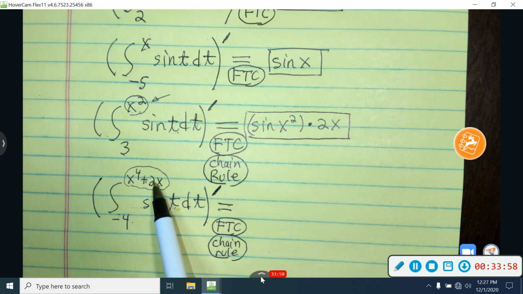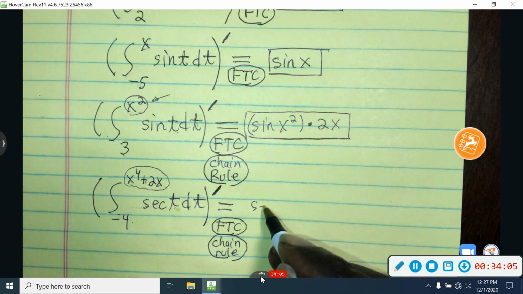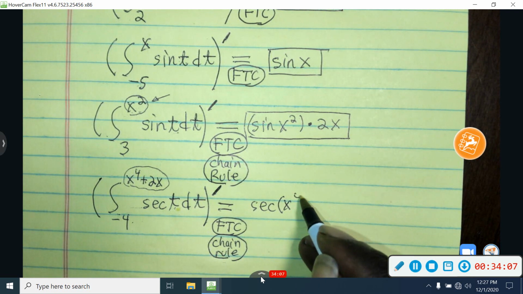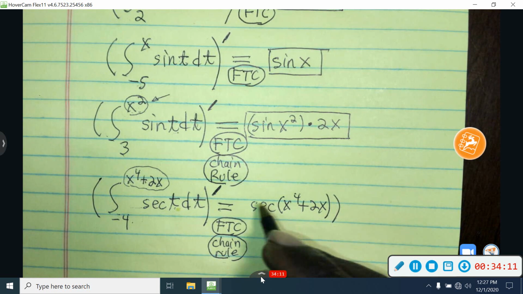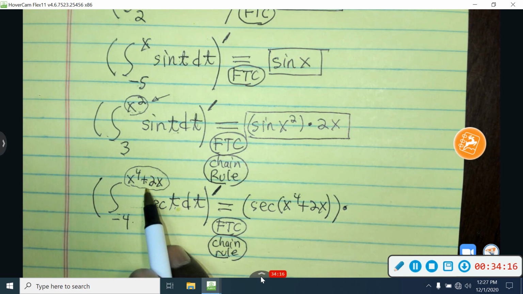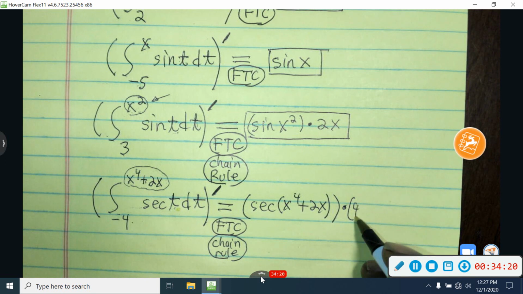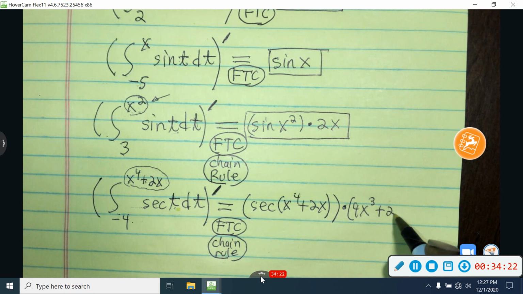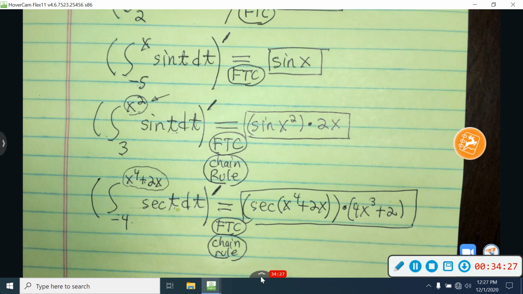Into that function, feed who it was eating, untampered with, and that is what's in the circle. So secant of x to the 4th plus 2x. Don't stop there. Then times the derivative of who he was eating. Well, that will be the function in the circle, and that will be 4x cubed plus 2. And it is just that easy. So some of the problems are going to ask you to do this.